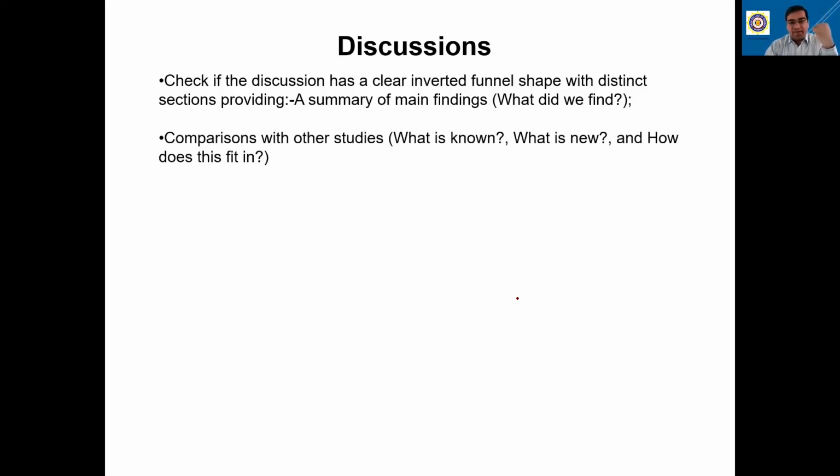Yes, we do comparisons with other studies: what is known, what is new, and how does this fit in. This is the most important aspect of your paper. What is new? Because whenever you approach any journal, they will ask you what is new in your paper. Why should we publish your paper? What have you done new? So you should be able to highlight the innovation in your study in this section.